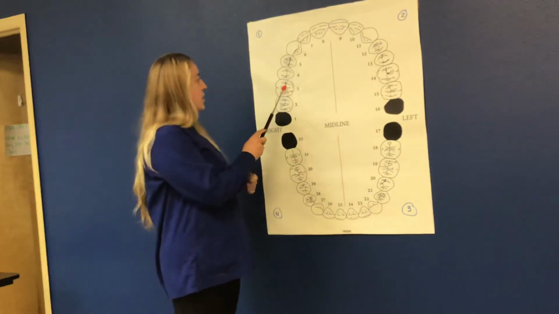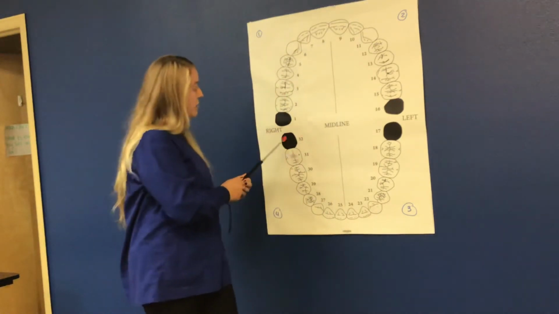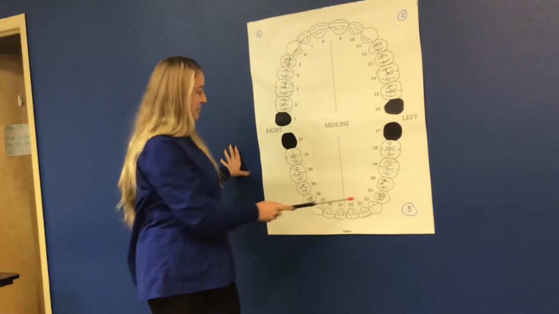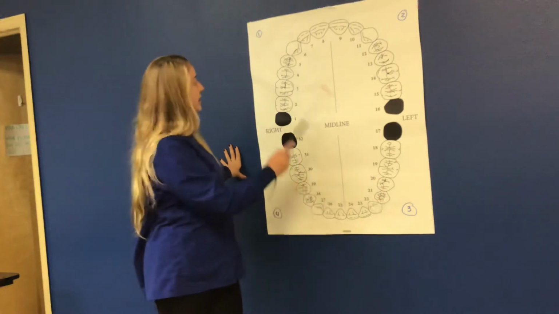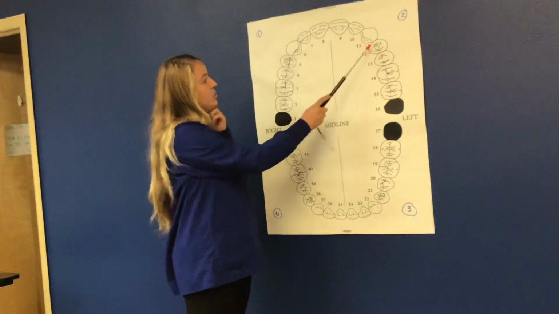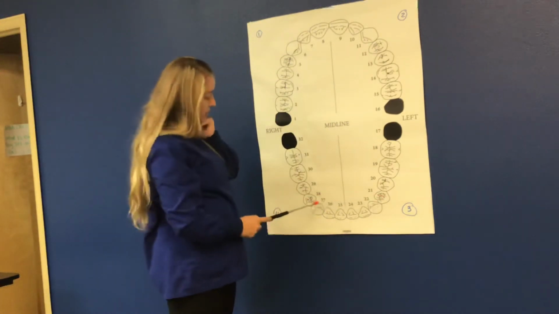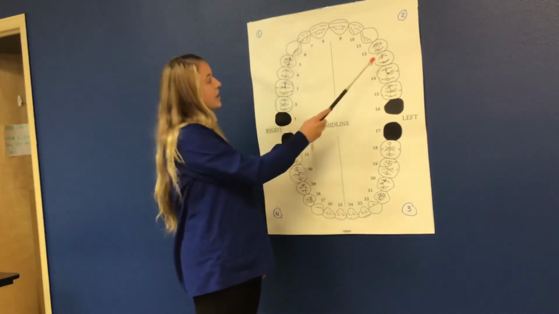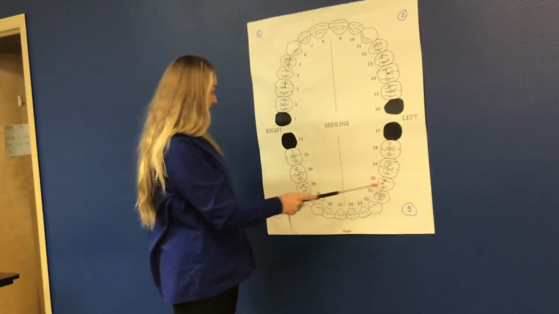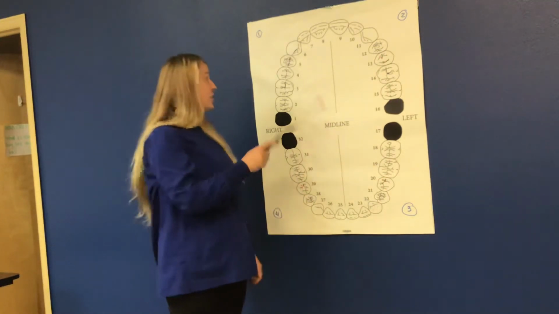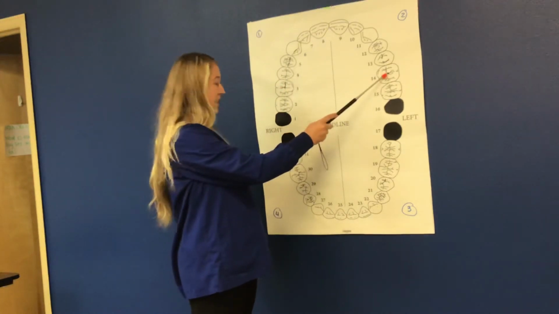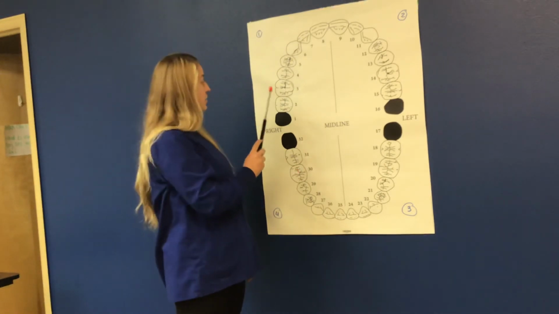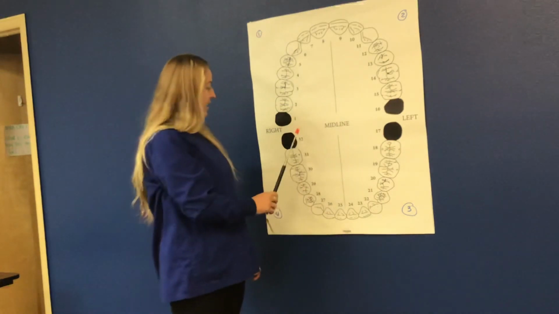So going back over the posterior teeth, your first premolars, which also are down here, sorry I didn't really go over those, your first premolars are right behind your canines. So your first premolars are going to be 5 and 12, 21 and 28. Your second premolars are going to be 4, 13, 20 and 29. Your first molars are going to be 3, 14, 19 and 30. Your second molars are going to be 2, 15, 18 and 31.